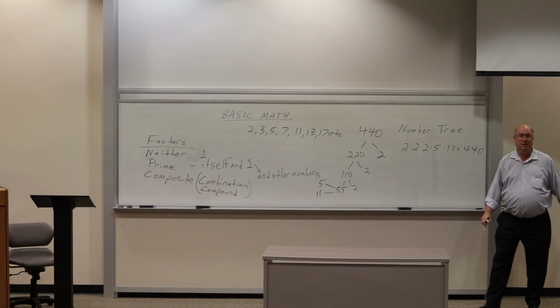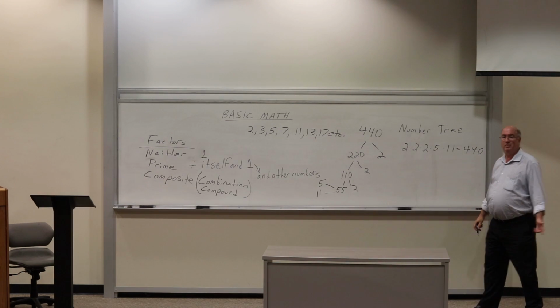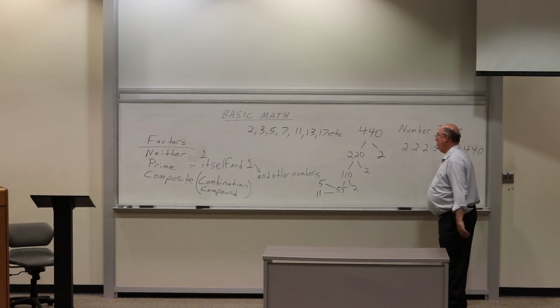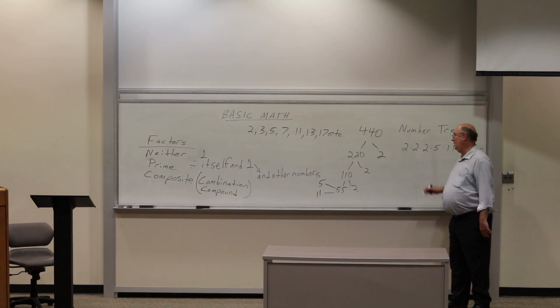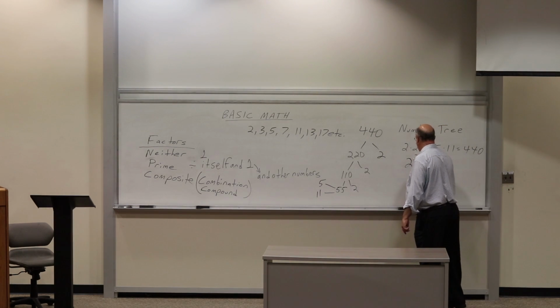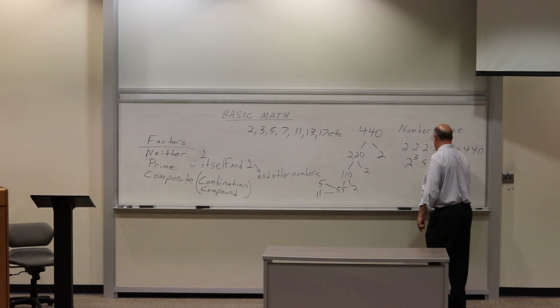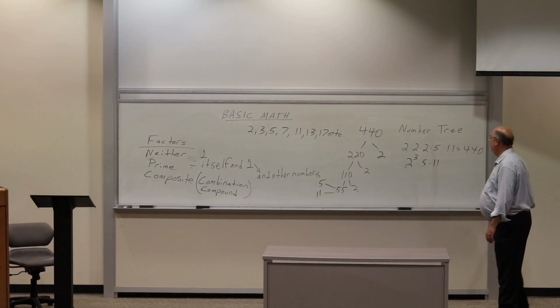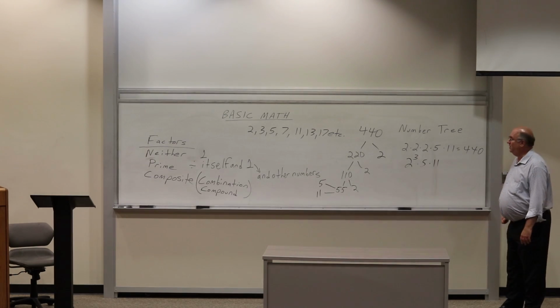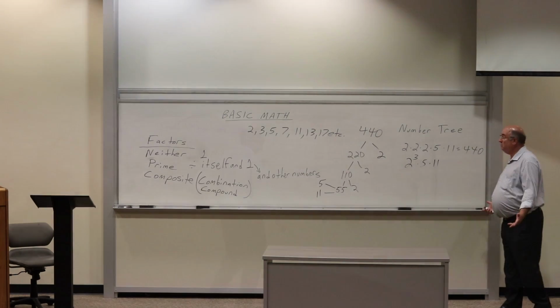that's our 440. If you want to show it as an exponent, like we were talking about before in video number 1, there's 3 2's, so 2 is the main number. There's 3 of them. There's 1 5, there's 1 11. Easy enough, right? So that covers factors.